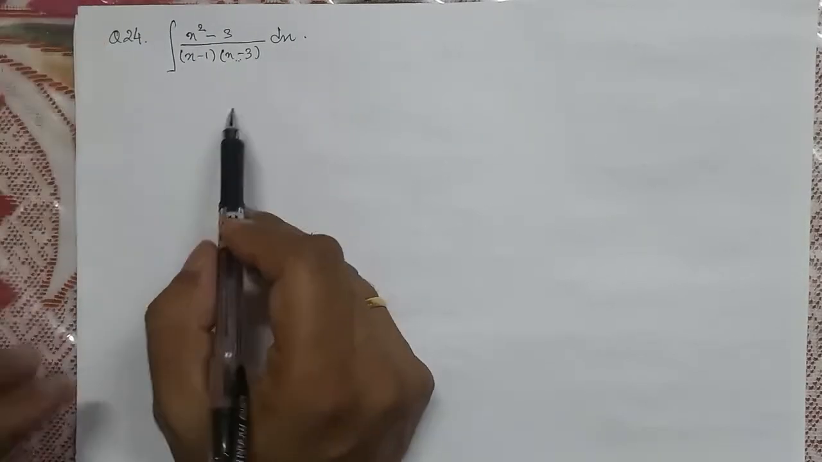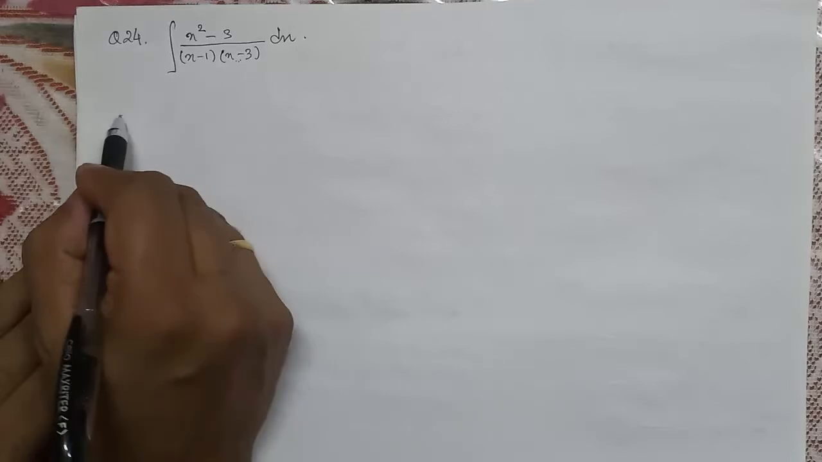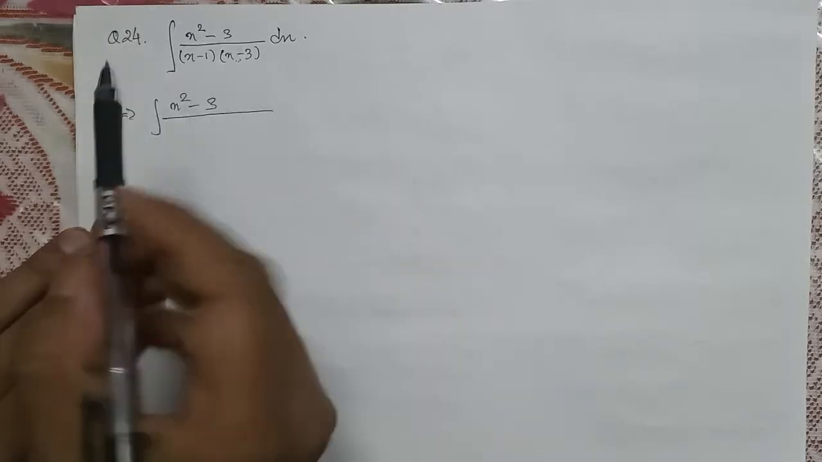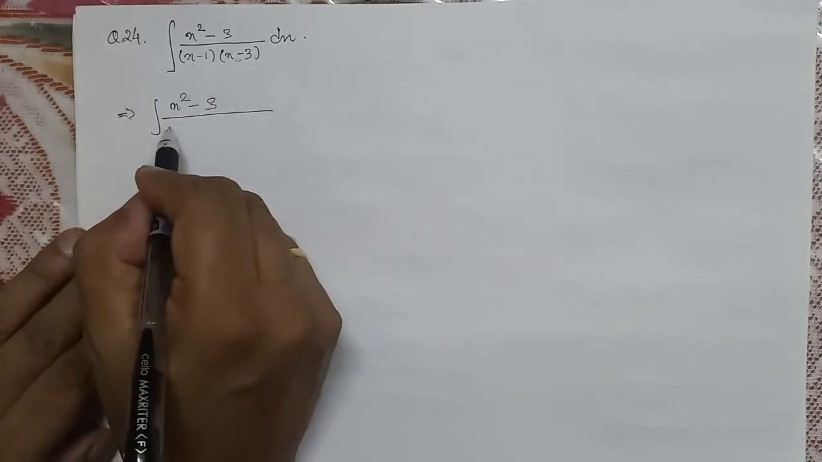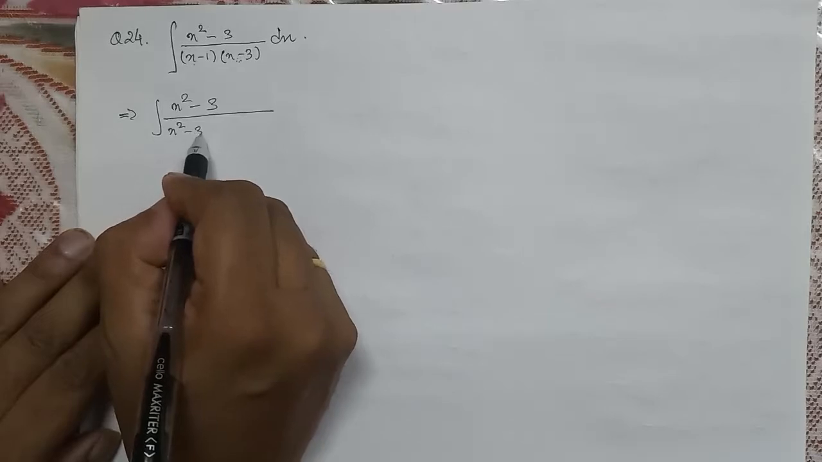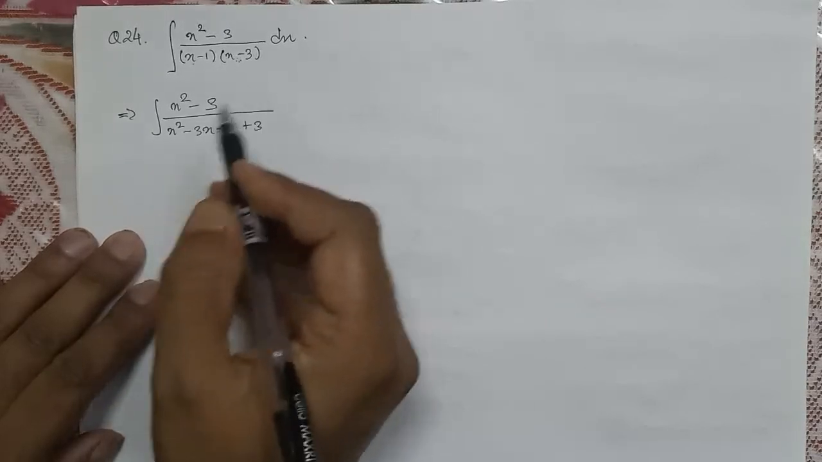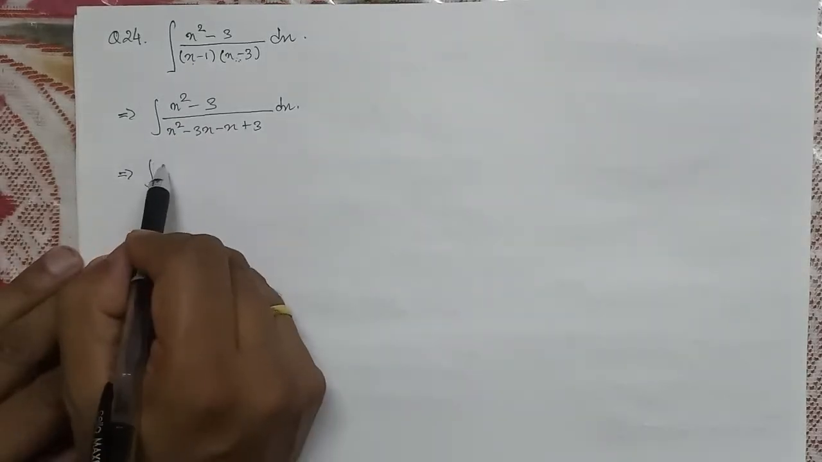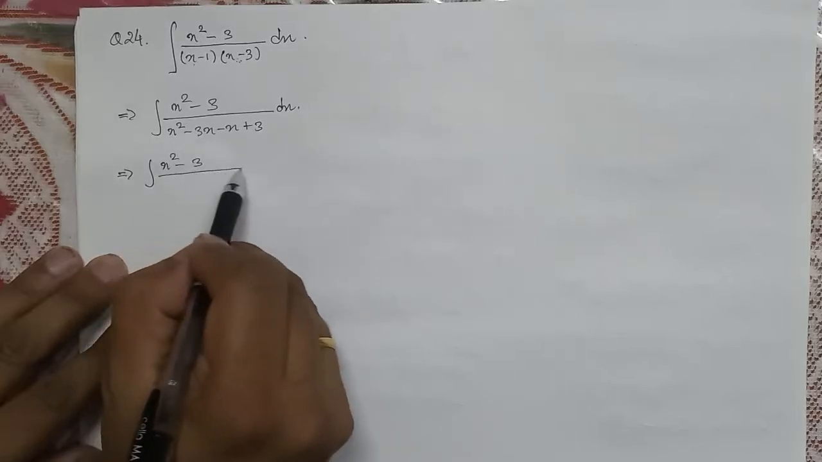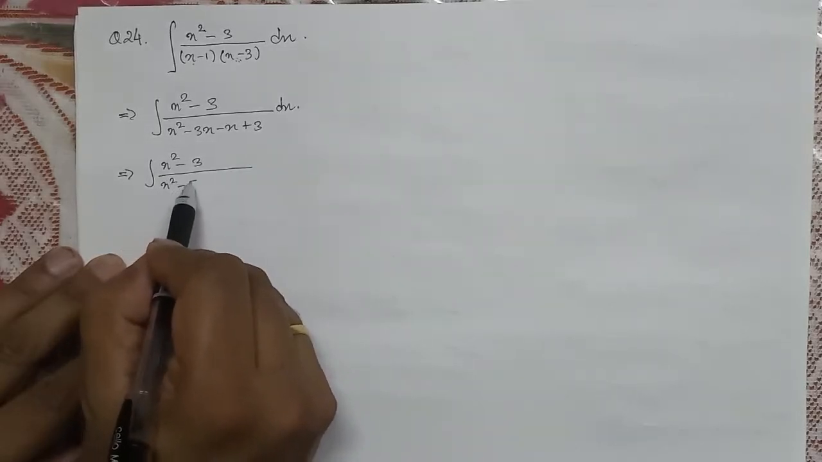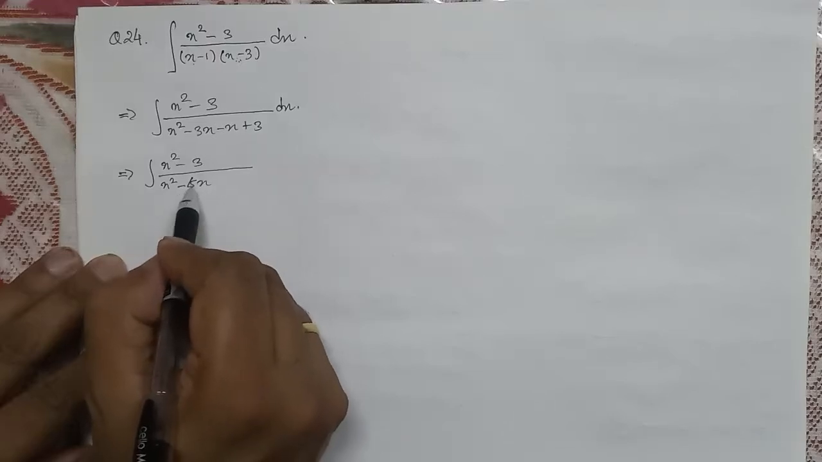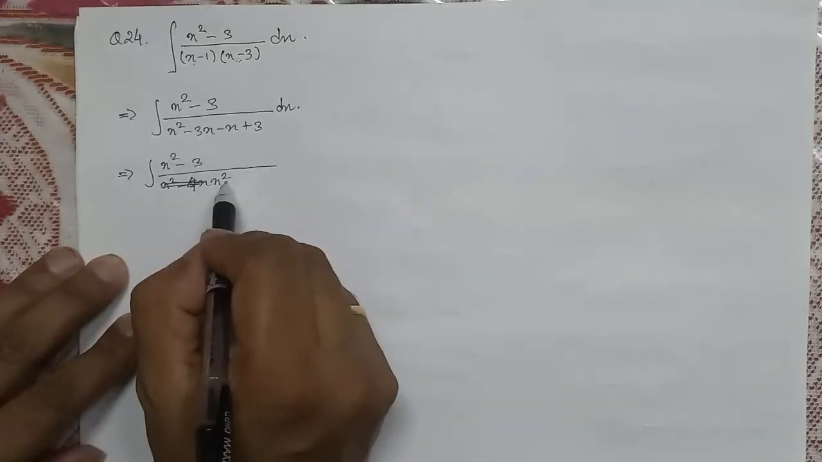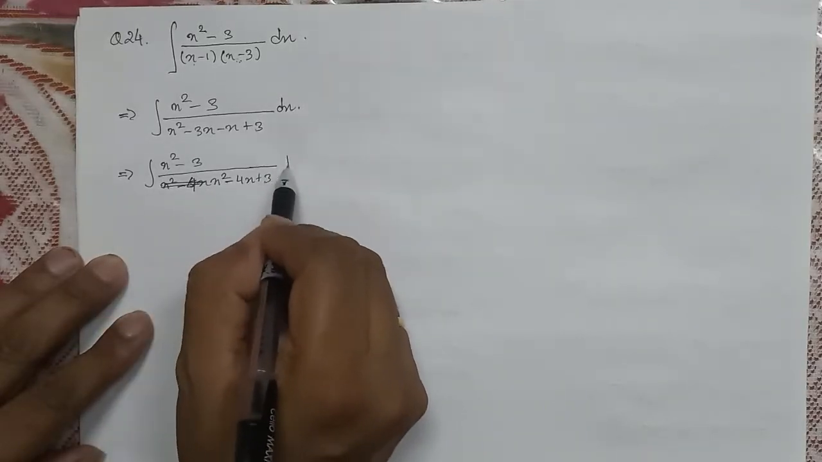In this case, the method is, what you have to do is, you have to adjust its denominator in the numerator. First of all, you have to multiply these two quantities. It is x square minus 3x minus x plus 3 dx. Then it is x square minus 3 over x square minus 4x plus 3 dx.